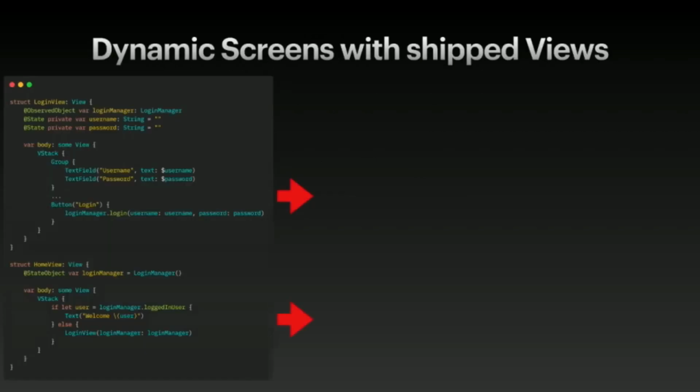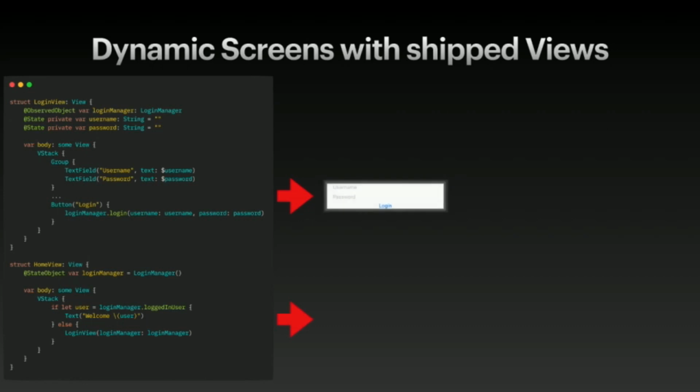The second part of what we are going to talk about today are the dynamic screens with shipped views. So this is a little bit the next evolution to this, where we have parameterized or configurable views that then again have the logic baked in or the logic externally that shows you how to create a new screen from many different smaller views that you have in your app bundle at the time that you publish it on the App Store.